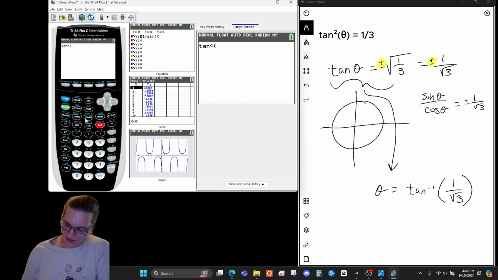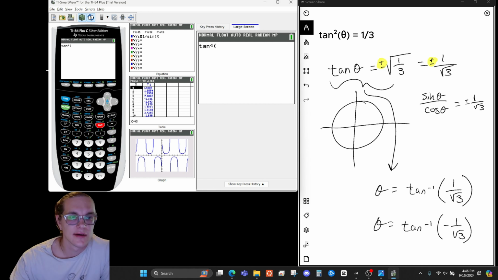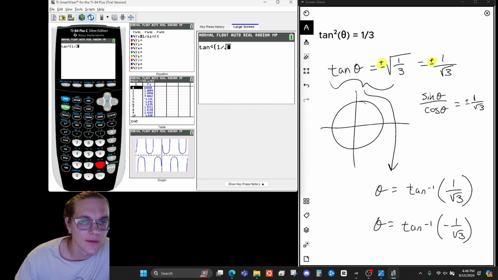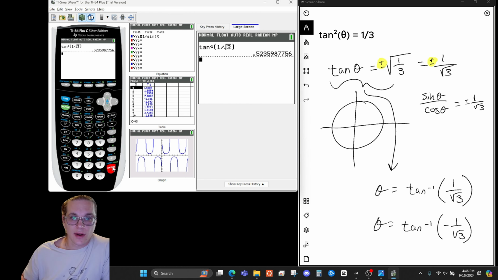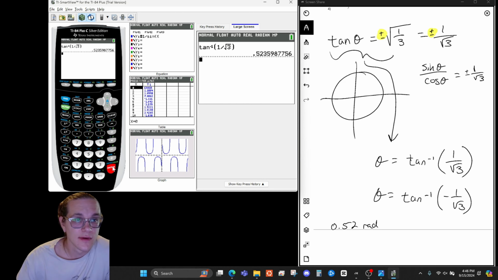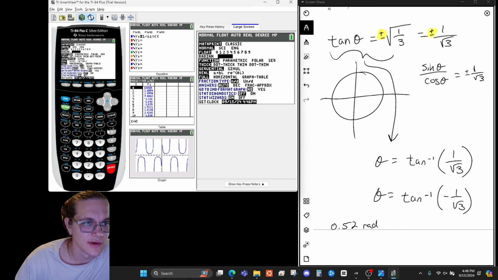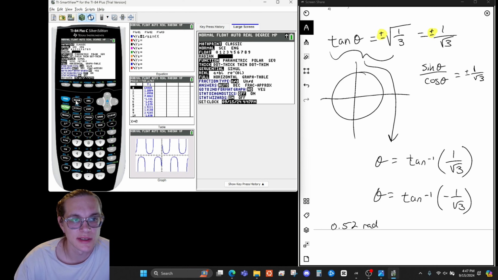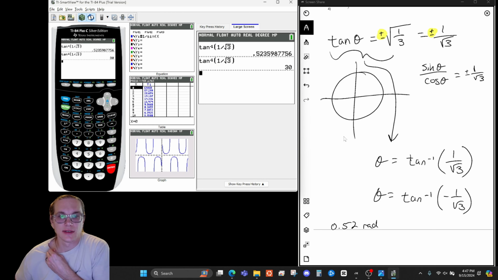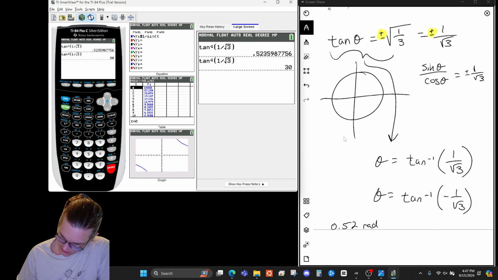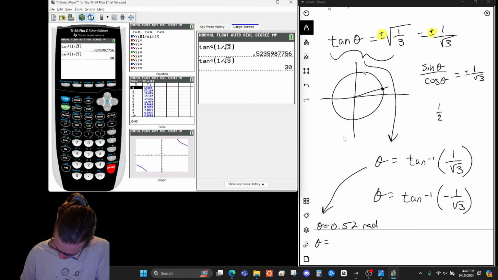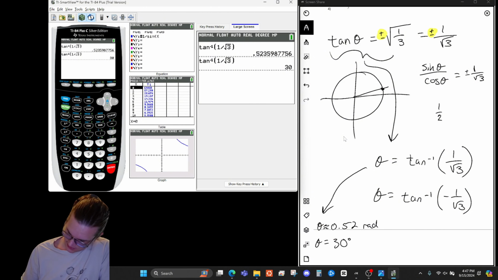I'll do the same thing for the negative. So this is what I'm going to ask the calculator. 1 over square root of 3, okay? It's around 0.52 radians, but I would like to maybe know degrees approximately, just for my interest. 30 degrees. So that's what they were getting at. I just wanted to try it in degrees, so this solution is approximately 30 degrees. So I could have figured that out if I just thought about it.